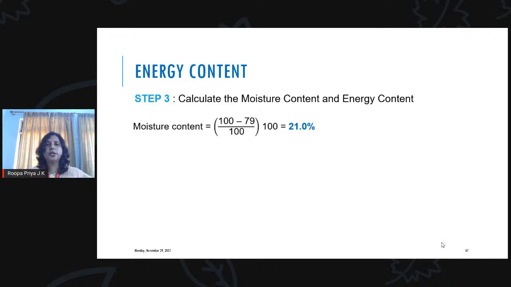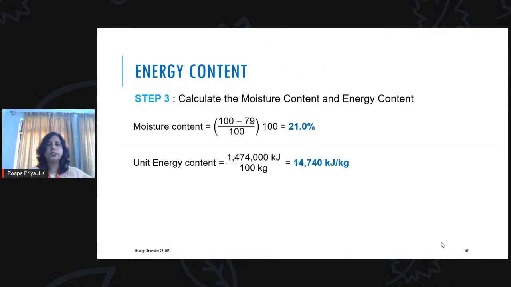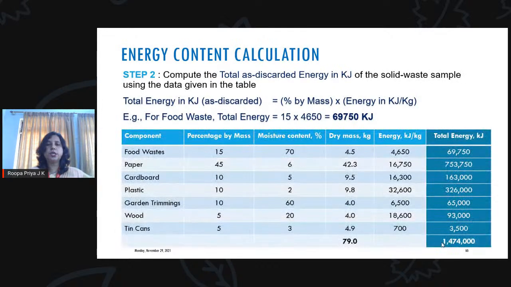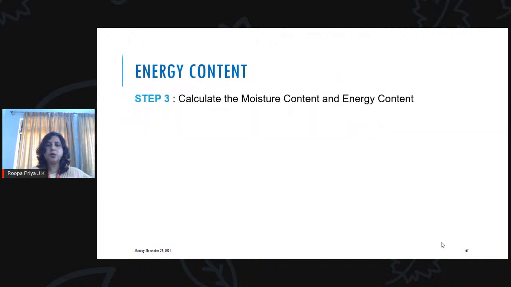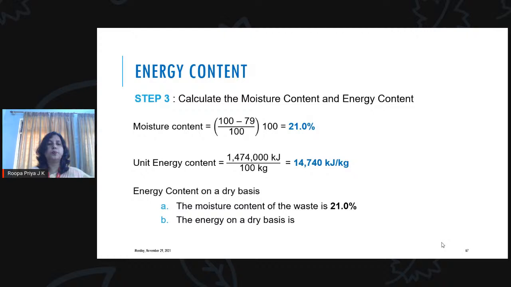Calculate the moisture content and energy content. The calculation for moisture content, we know it is simple. (W minus D) divided by W into 100. For this particular problem, we had 21% as the moisture content. And this is another calculation which you have to remember. Please remember to calculate the unit energy content. Unit energy content has to be calculated using the total energy in kilojoule, which you have calculated in this table. So consider that and the mass in kg, which is again here in our table. So consider these two and calculate the unit energy content. So if you miss calculating the unit energy content, then you will not be able to calculate the rest part of your question. So please remember the calculation of unit energy content in kilojoule per kg.